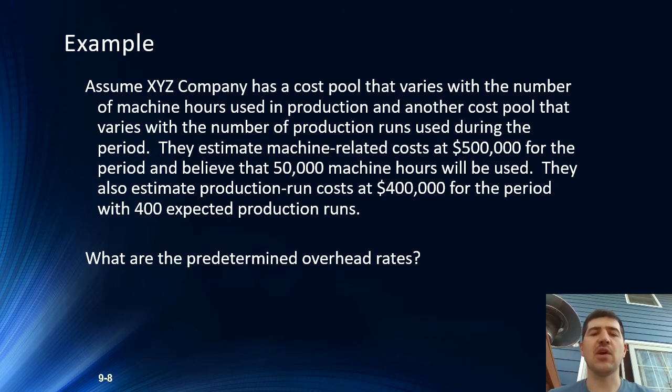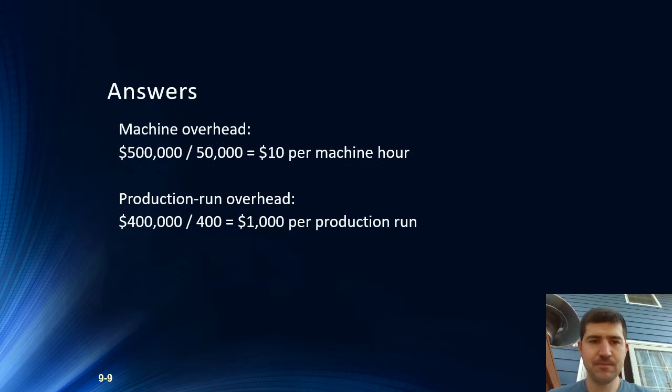So you have to figure out what your overhead rate is. You estimate that you're going to have $500,000 in costs, and you're going to run the machines for 50,000 hours. So that's $10 of cost per machine hour. So if I run the machines 12 hours in a day, I know that costs me $120. That's great for your accounting purposes.